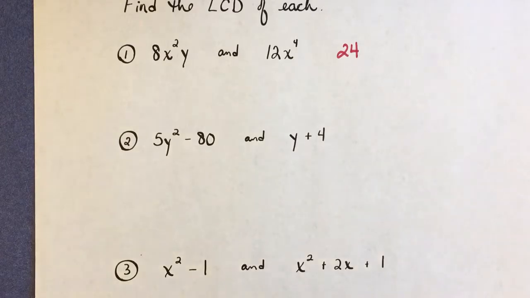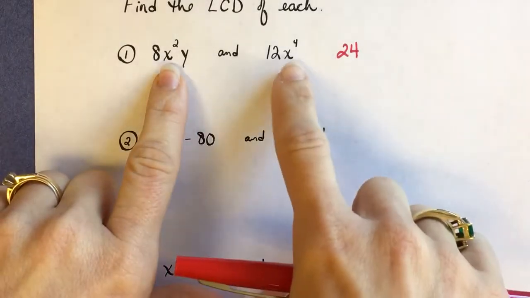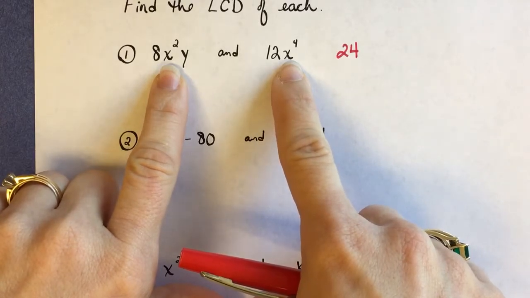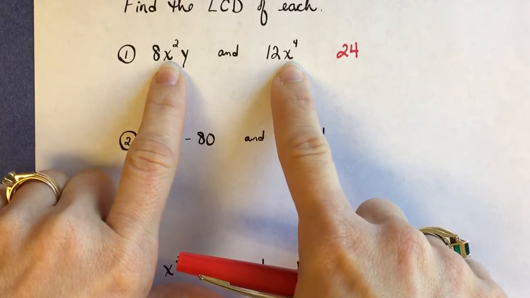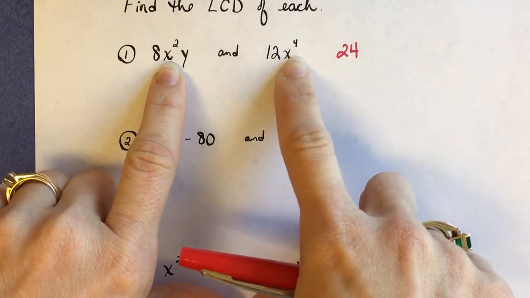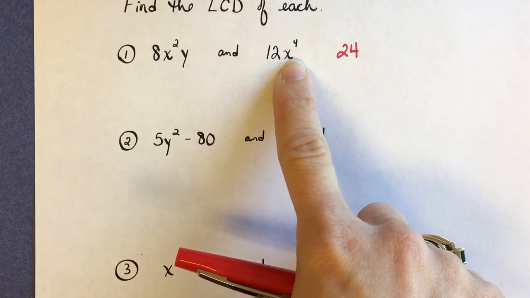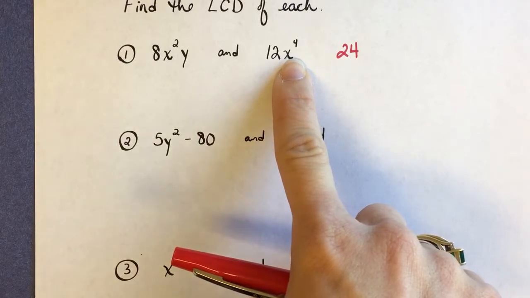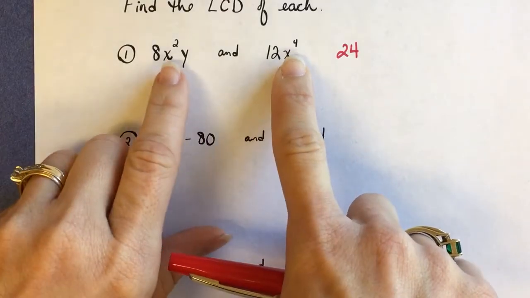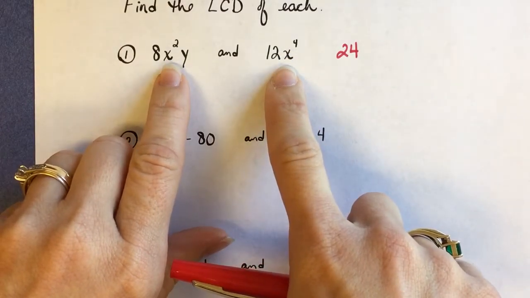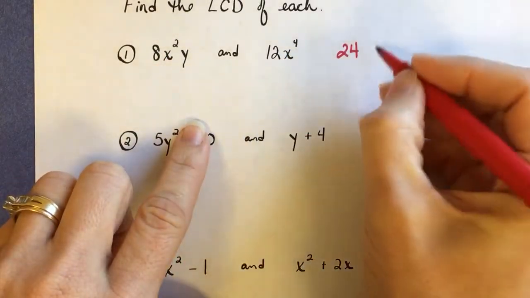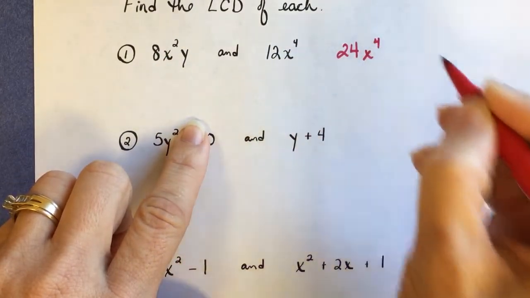Now, when it comes to your variables, here I've got x squared and here I've got x to the fourth. Picking your least common denominator of the same variable, the easiest way to remember is you've got to go with the largest exponent. This is the opposite of doing greatest common factor. With greatest common factor, you go with your smallest exponent. With least common denominator or least common multiple, you go with your larger exponent. So this would have to be x to the fourth power.